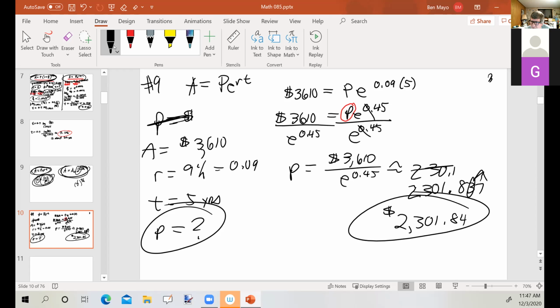So again, you've got to be careful and read this problem. It gives you the ending amount rather than the beginning amount. Does that make sense? Yes, that's where I messed up on the test.